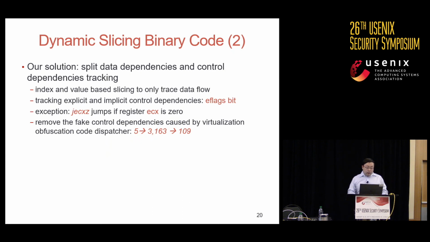So our approach is we split data dependencies and control dependencies. For the data dependencies, we perform index-based slicing and value-based slicing, and in our paper we discuss how to choose between these two kinds of slicing according to the different scenarios. We also track the explicit control dependencies, and based on this result, we further remove the fake control dependency caused by the virtualization obfuscation.